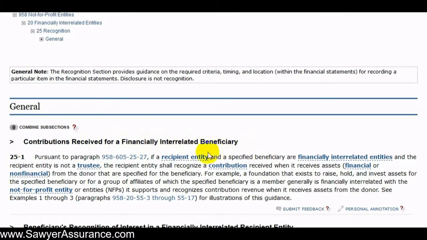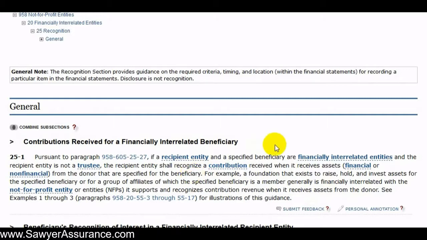It says that if a recipient entity and a specified beneficiary are financially interrelated entities, and the recipient entity is not a trustee, then the recipient entity shall recognize a contribution received when it receives assets, and those could be financial or non-financial, from the donor that are specified for the beneficiary. As an example, a foundation that exists to raise, hold, and invest assets for the specified beneficiary, or for a group of affiliates of which the specified beneficiary is a member, generally is financially interrelated with the nonprofit entity or entities that it supports. And so it should recognize contribution revenue when it receives assets from the donor that are specified for this particular beneficiary.